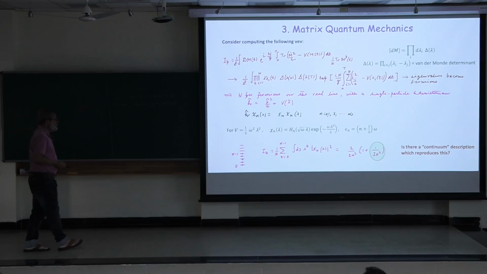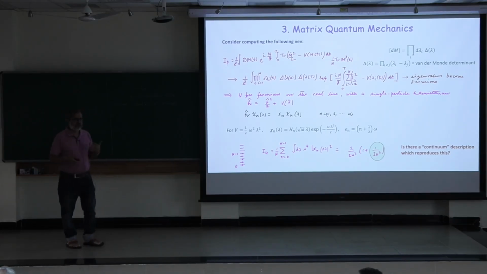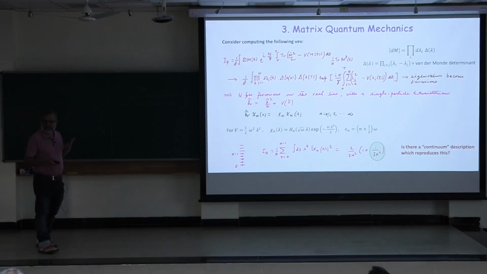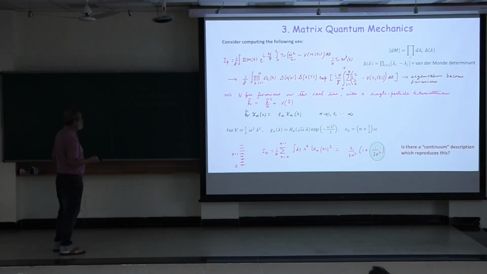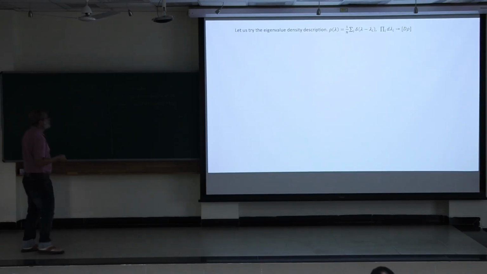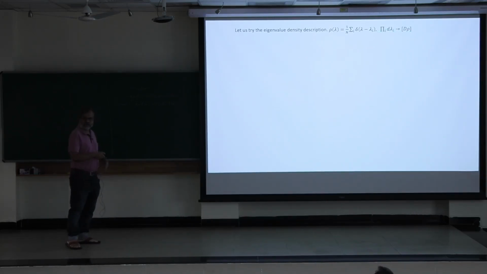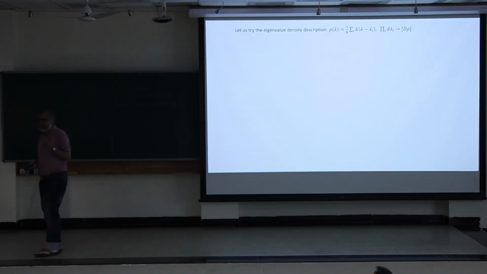Now, is there a continuum description which reproduces this? First we will try, of course, the eigenvalue density description, the collective description. Just to say, we will find that this one comes out correctly, but we will also find some divergent thing here. So, to let the cat out of the bag, let's try the eigenvalue density description. The eigenvalue density is defined by this, and one is trying a poor man's substitute of integrating over eigenvalues by integrating as a functional integral over the density variable.